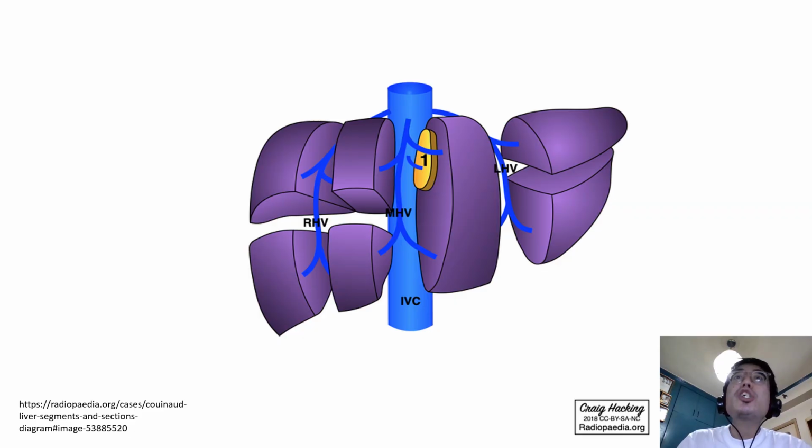Now we go into each of the 8 segments themselves, starting with the peculiar segment 1. Segment 1 is called the caudate lobe, and the caudate lobe is bounded posterolaterally by the fossa for the inferior vena cava, anteriorly by the ligamentum venosum, and inferiorly by the porta hepatis. Its inferior portion is actually further subdivided into a lateral caudate process and a medial papillary process.